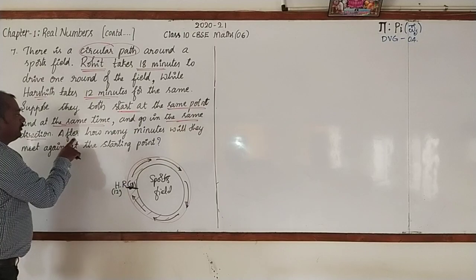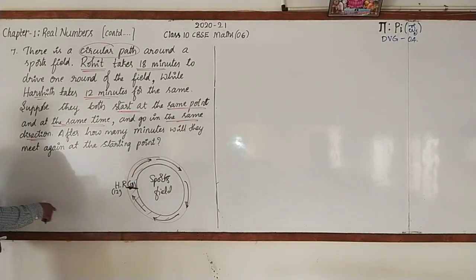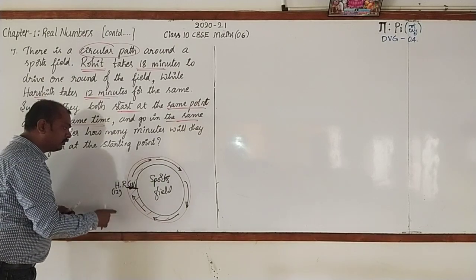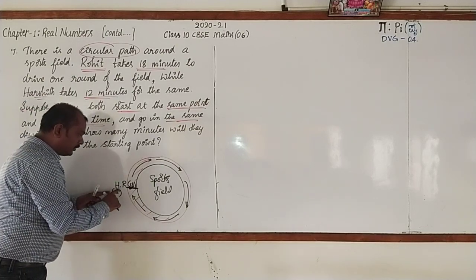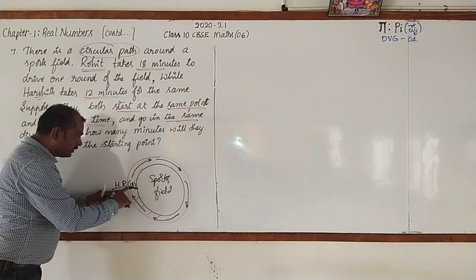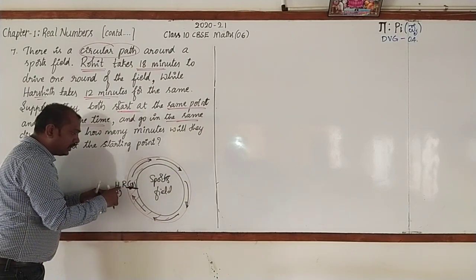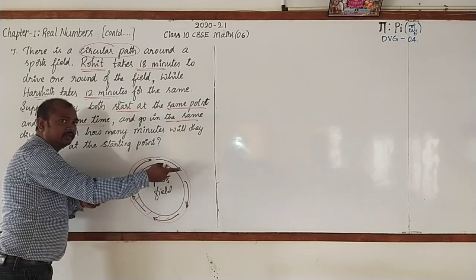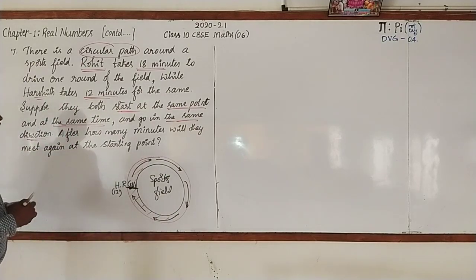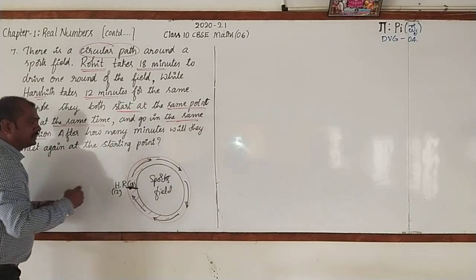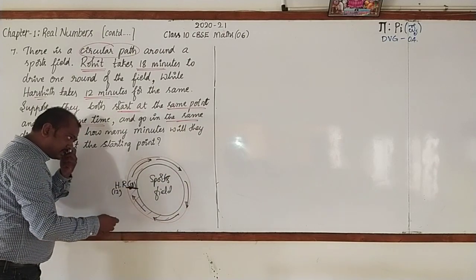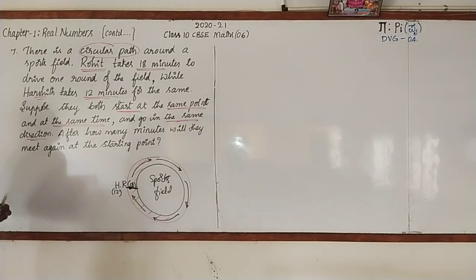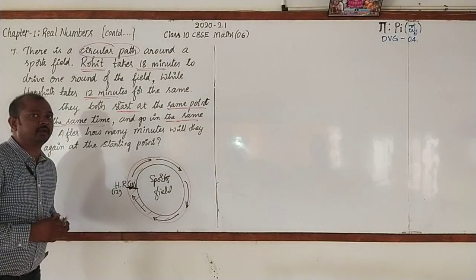Now, if it is so, we have to find out after how many minutes they will meet again. See that here, who is taking more time to complete 1 round? Rohit. So, by the time Rohit completes 1 round, Harshit will take just 12 minutes to complete and he moves ahead. Now, after how many minutes will both meet again at this point? Now you tell whether it belongs to HCF or LCM.